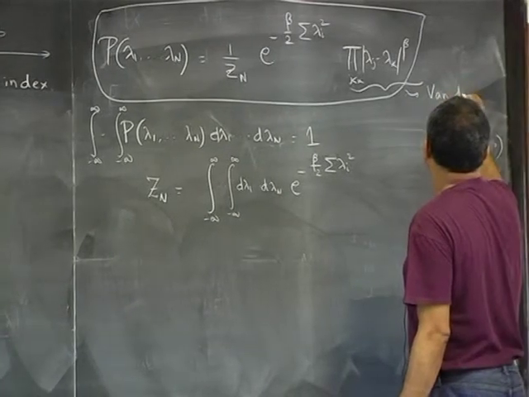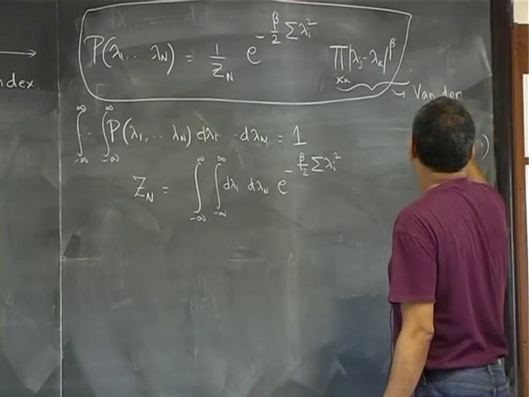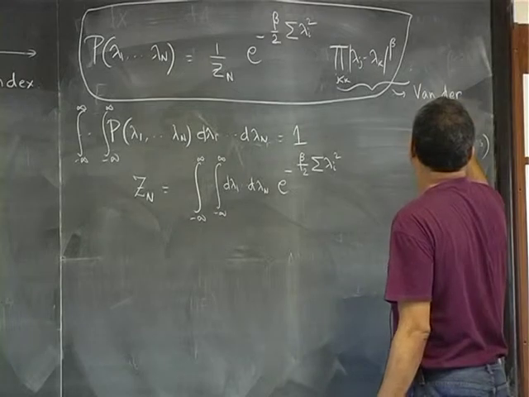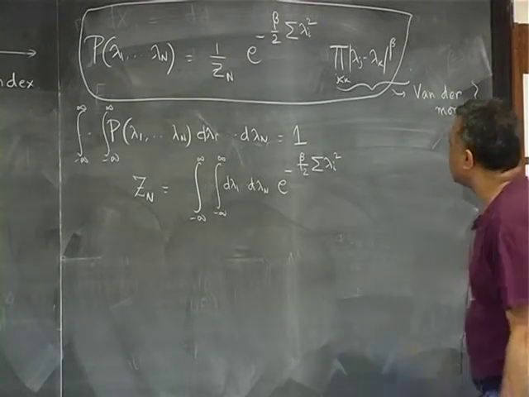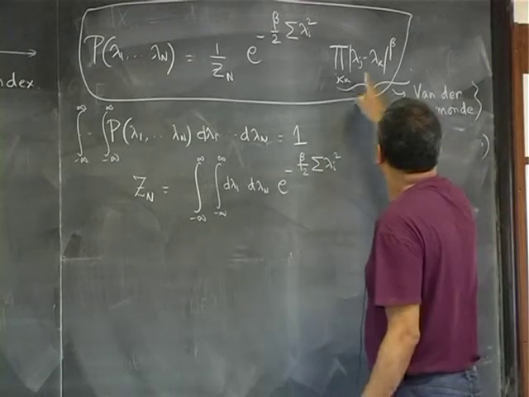Because you can write this as a Vandermonde determinant. Everybody knows the Vandermonde determinant? Okay, if you don't know, that doesn't matter. This is a name, Vandermonde.